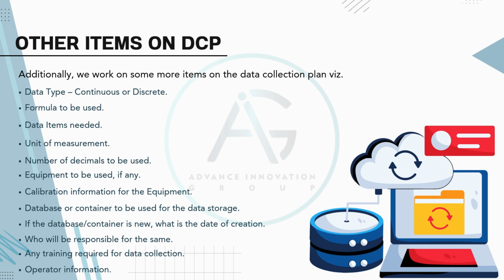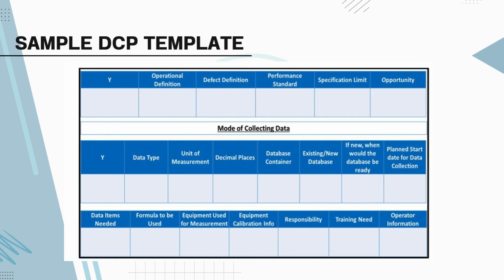confidence in the process. This slide presents a Sample Data Collection Plan, DCP, template, a practical tool that helps organize, standardize, and structure data collection in a Lean Six Sigma project. Let's walk through its key components.